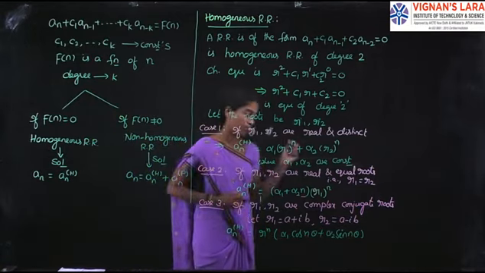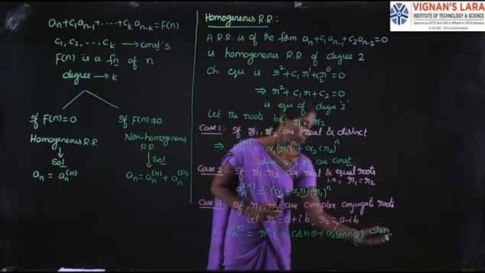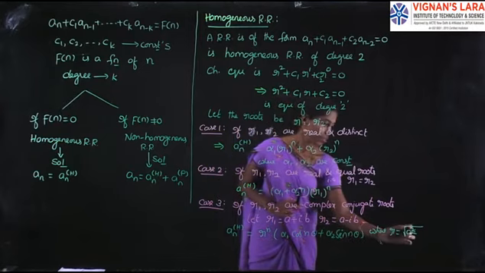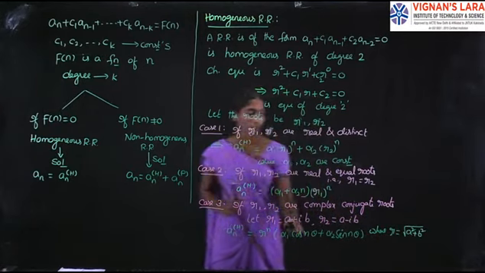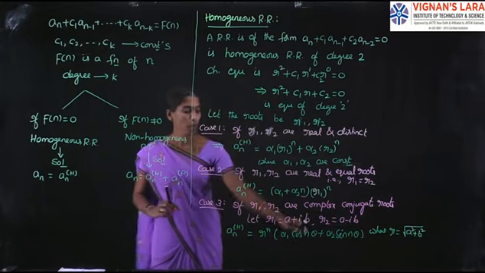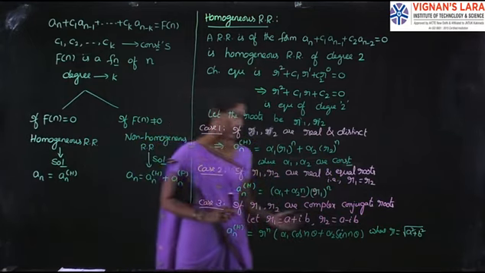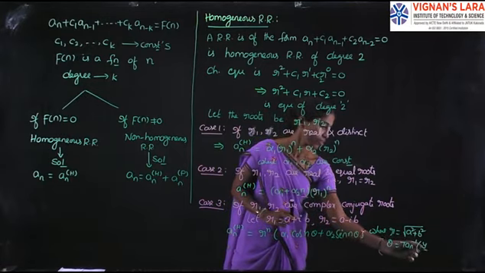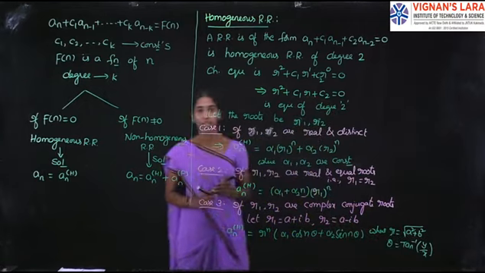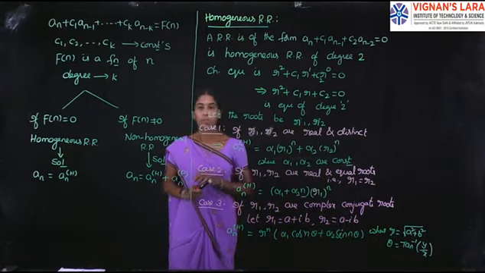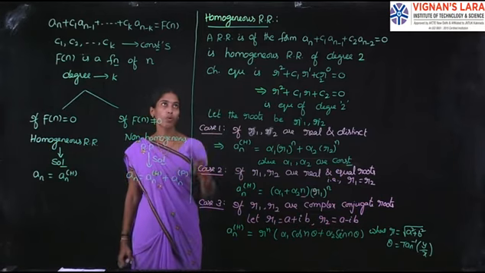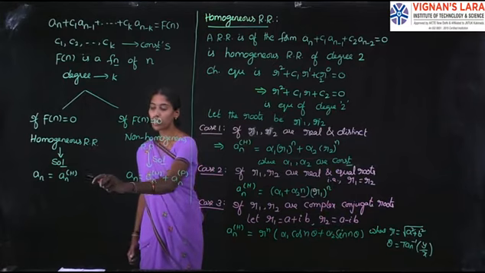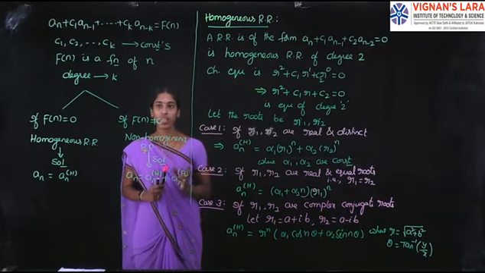Where r is equal to square root of a square plus b square, right? What is a? a is the real part of the complex number and b is the imaginary part of the complex number. Theta is equal to tan inverse of y by x, right? This is the procedure to find the solution of a homogeneous recurrence relation. If it is a homogeneous recurrence relation, its solution consists only of the homogeneous part, which is a_n(h).